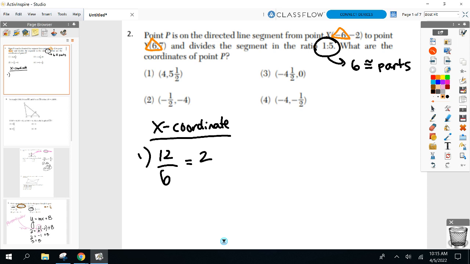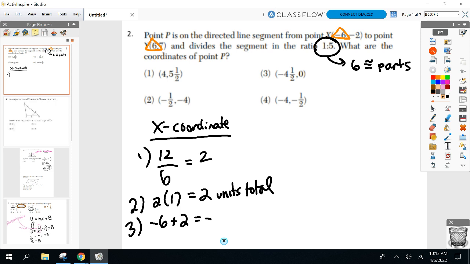What's the first number in the ratio? 1. That's the number of times you got to go 2 units. So I go 2 units once, right? So I go 2 units total. What was my starting x coordinate? -6. So if I'm at -6 and I go 2 units to the right, where do you end up? -4. Yep. I can't answer it yet, right?